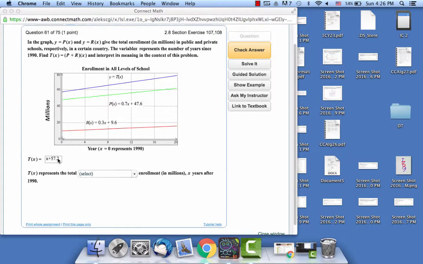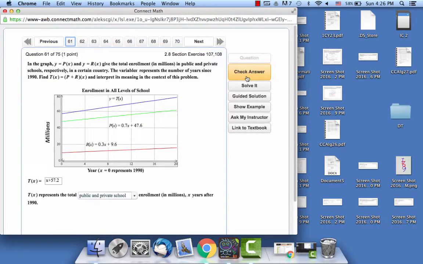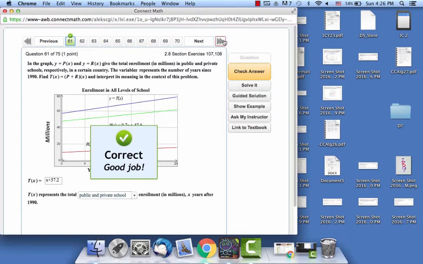Okay, and so T of x, if we take all the people enrolled in a public school and all the people enrolled in a private school, I think I said private twice, but if we take all the public and all the private enrollees and add them up, then what we get is the total enrollment in the country. So public and private school together makes T, which I can only assume is for total.